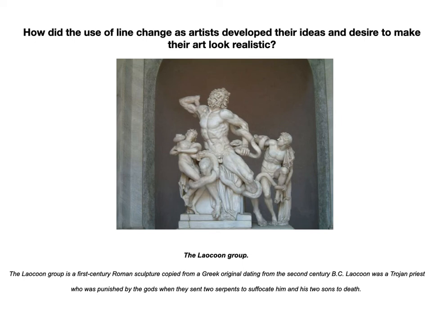So perhaps one of the reasons why it was considered such a successful sculpture is the combination of all these types of line combined with form and space and light and value and texture. In fact, we have all the elements of art here, and it creates drama and movement.